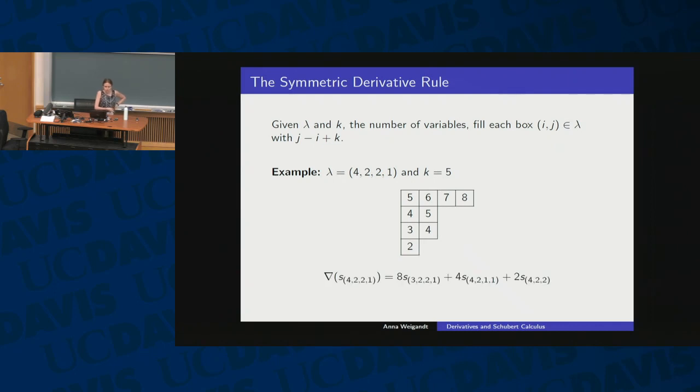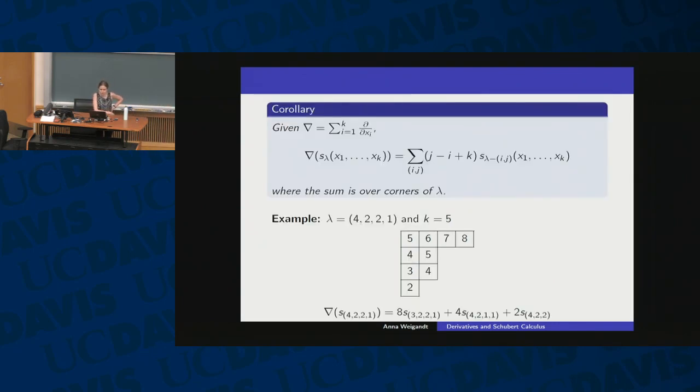So you do this filling like this. And then the rule is just you look at all the different corners of your partition, and you think about removing each of the different corners, and the price you pay to remove that corner is this number that you placed in the box. So this is just a simple translation from the Schubert rule, but it's a very explicit and nice way, in terms of symmetric polynomials, of thinking about this. Okay, and so here's just the statement written out formally, and then our example again.